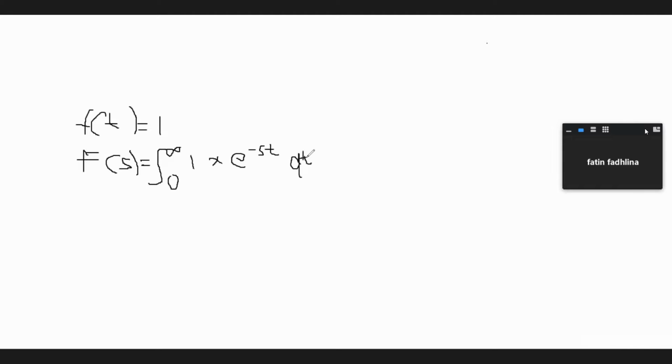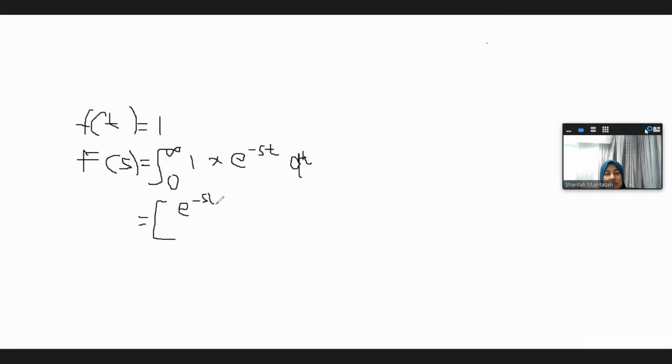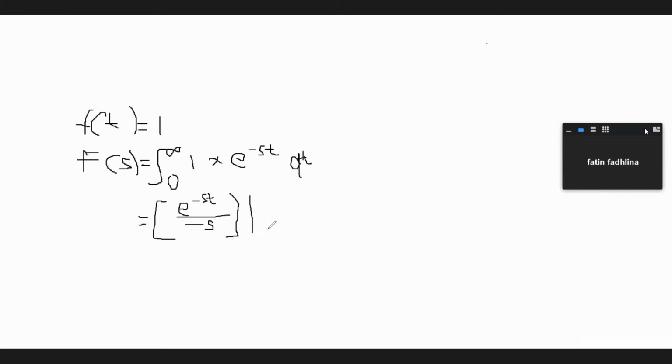Okay. So, which is? Exponential to the power of minus st, good, over minus s. Good. Okay, from 0 to infinity. Good. So substitute.